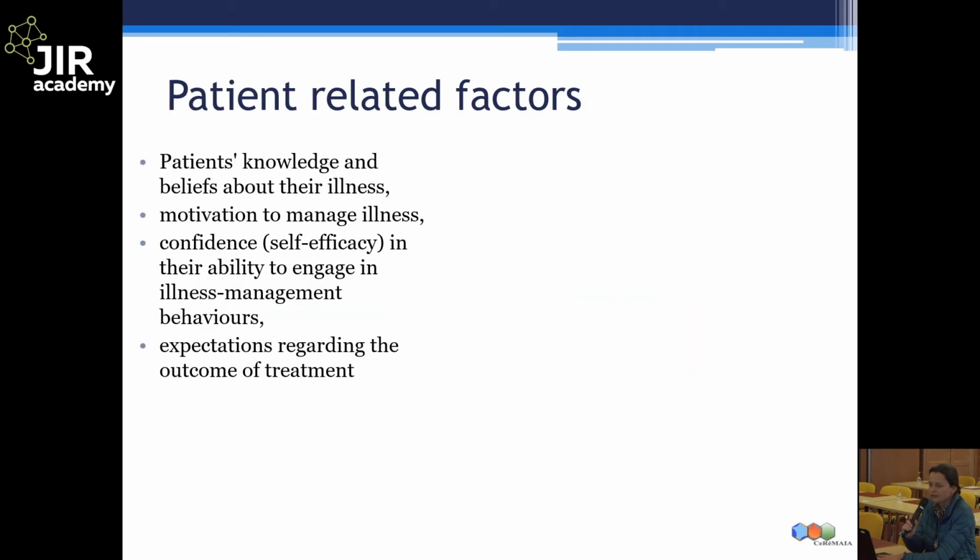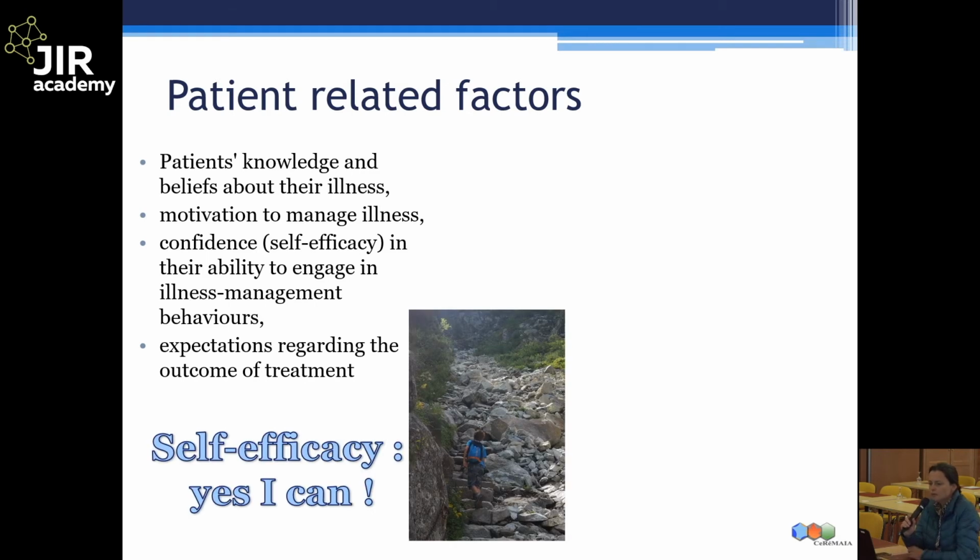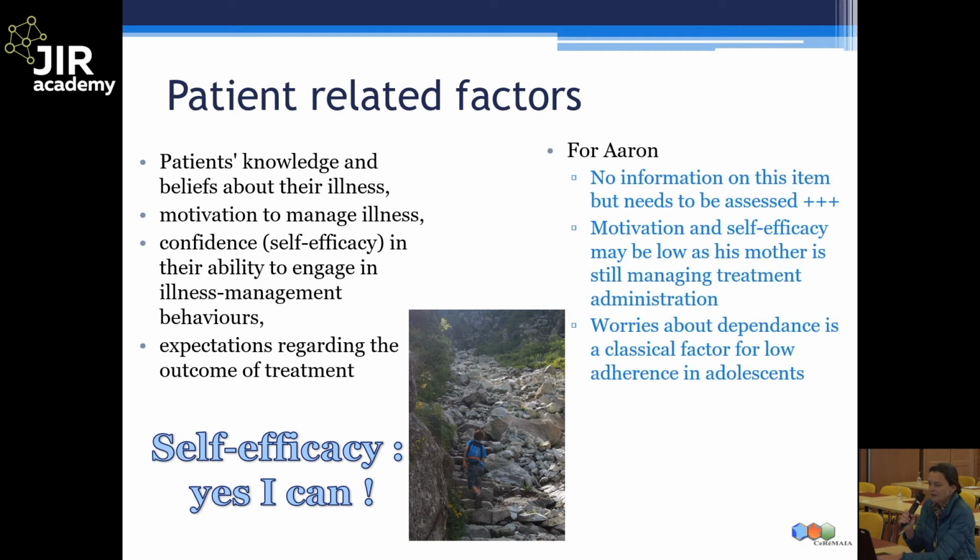So patient-related factors are about the knowledge, about the motivation to manage illness, and about his confidence in the ability to engage in illness management. So the self-efficacy is really what we can say, yes, I can, I'm able to do so. And we are not sure that Aaron had this self-efficacy because his mother was doing the treatment for him. So we have no information on this item, but that needs to be assessed.